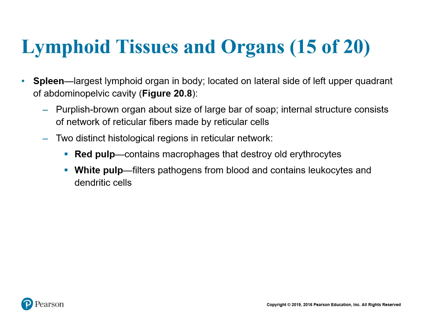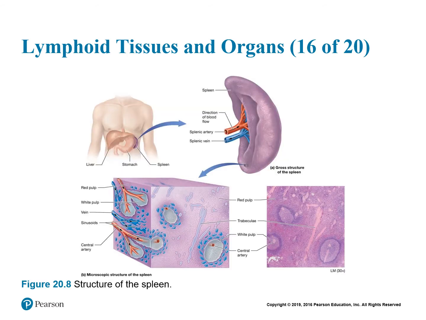The red pulp is typically old erythrocytes, so old red blood cells that need to be destroyed. Again, the spleen is responsible for managing that. We have talked about that already. And then you also have your white pulp. So this is pathogens from the blood and leukocytes and dendritic cells that have all been collected and are going to start making their way out. And again, here you have an image of what that looks like and where its position is anatomically.